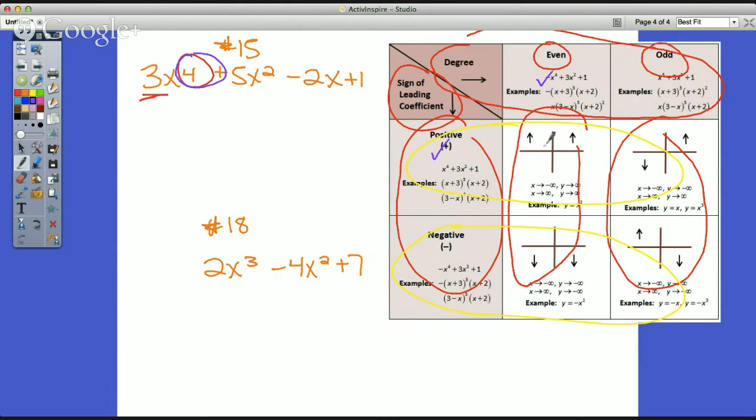Well, where do they coincide? Well, it should be right there. It should rise to the left and rise to the right. All right, so I've got that, number 15 there.